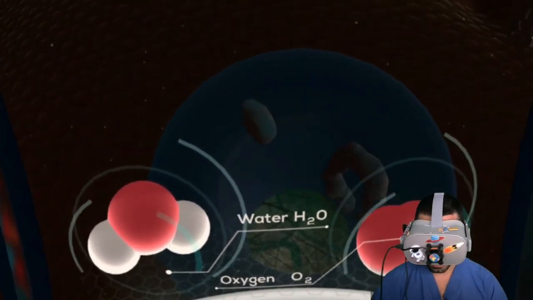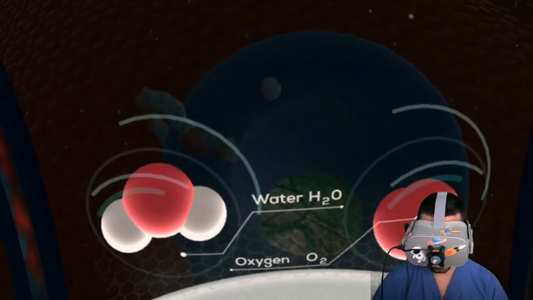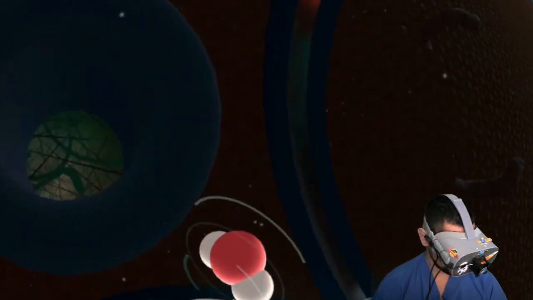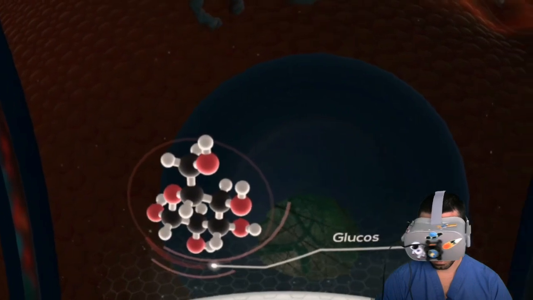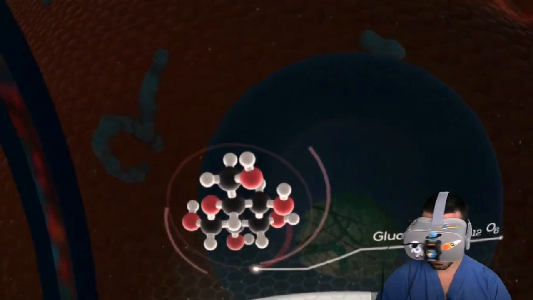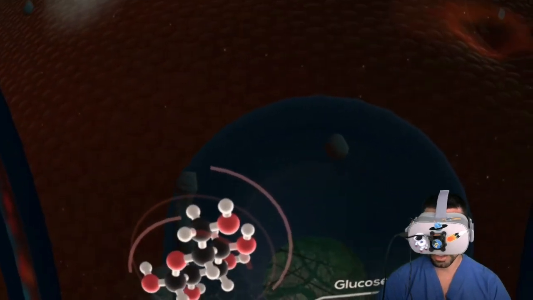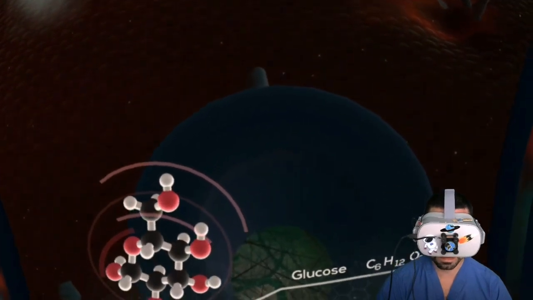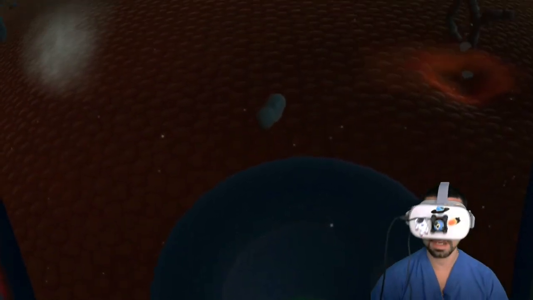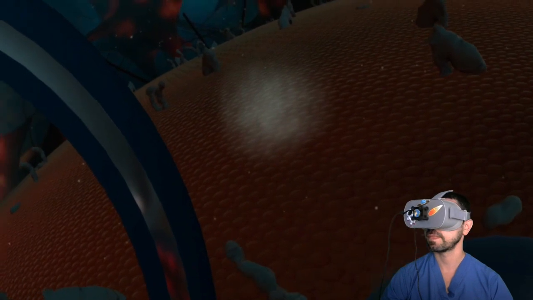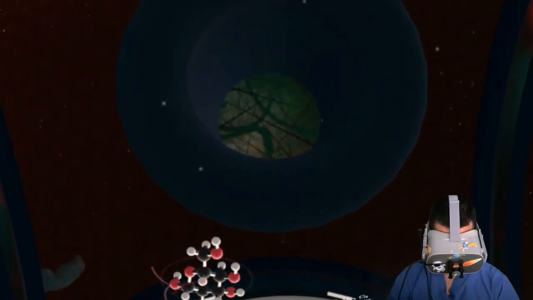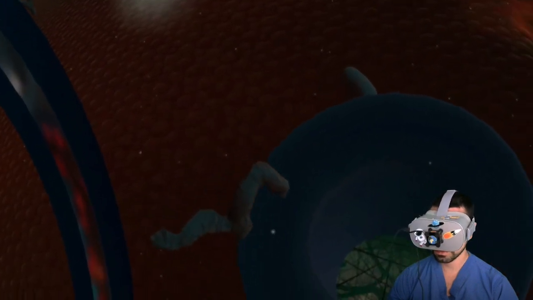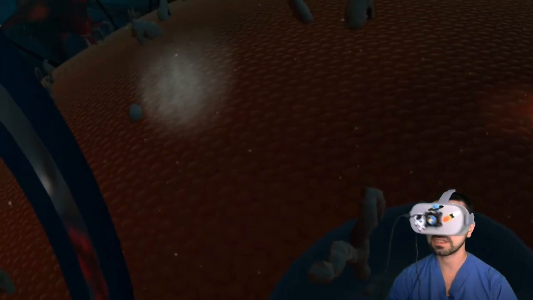Water and oxygen can go through the cell membrane. This is O2 and this is H2O. Larger molecules such as glucose can go through the channels itself. This is the channel we're looking at down there. Larger objects like bacteria and viruses require special access to gain access to the macrophage.